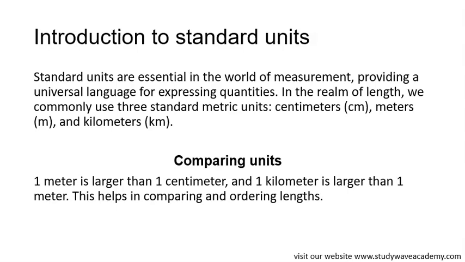Okay? Let's imagine the units like a family, where each member represents a different size. Okay? Let's say the centimeter is the smallest sibling. Okay? Then the meter is the middle sibling. And then the kilometer is the bigger sibling. Okay, do you understand that now?